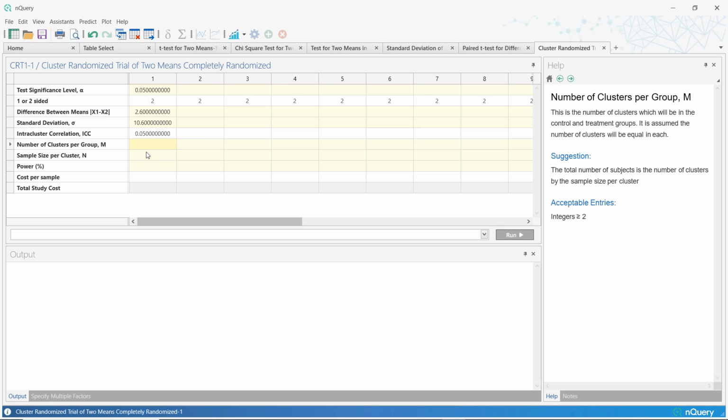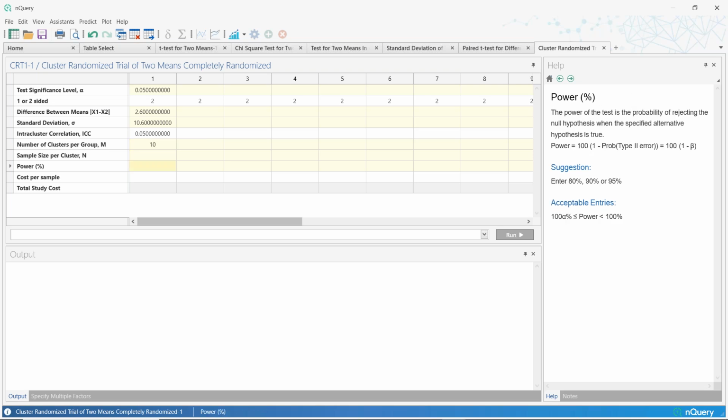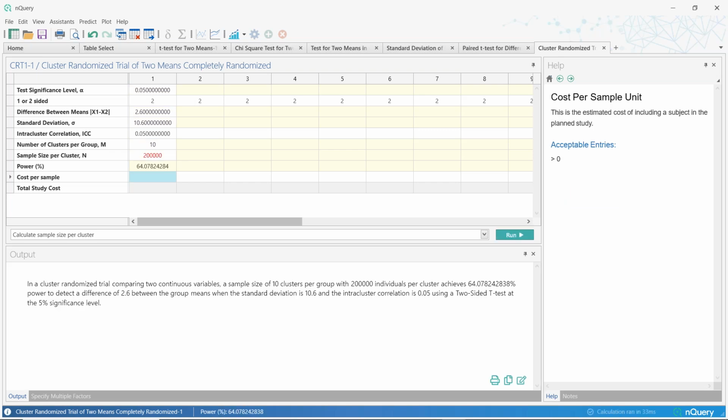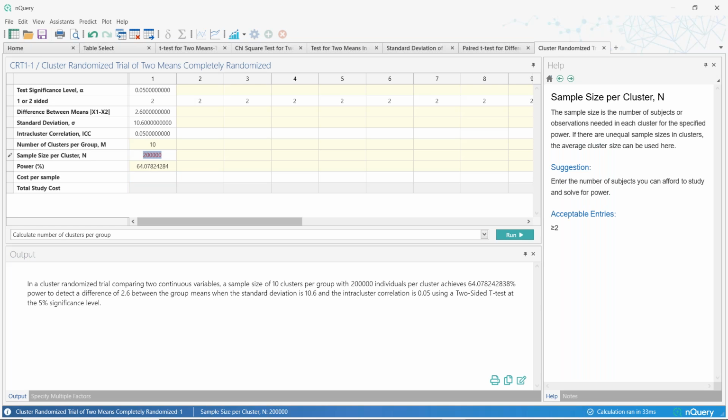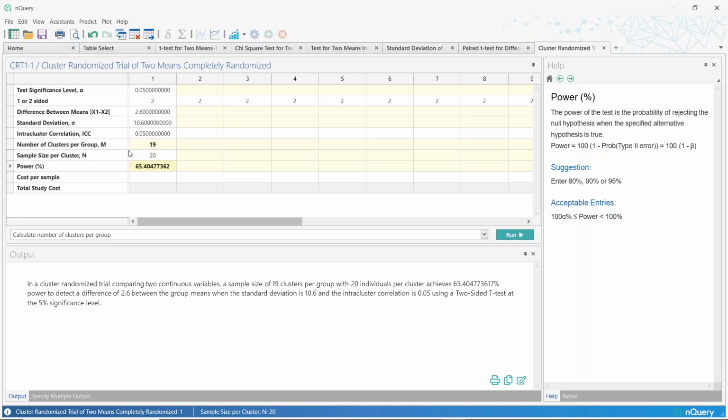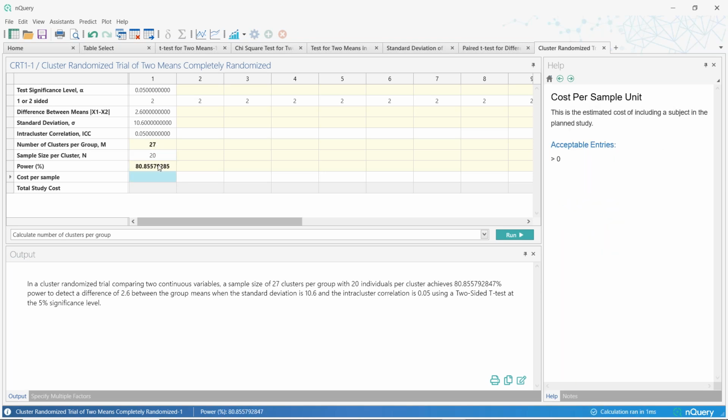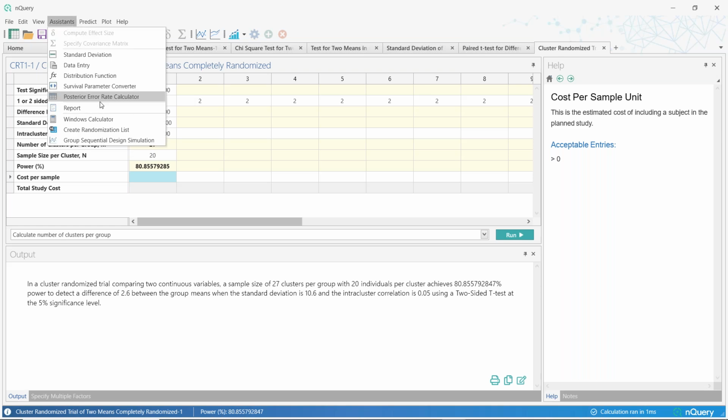So let's say we had a number of clusters equal to 10, and then we set the power to 80%. Sorry, there's statistical issues why that could be an issue. So what I'll set here is let's say there's 20 people per cluster here, and we'll set the power to 80%. So basically, you see here that we have like 27 clusters of 20 here, and that's per group. So you take 27. So we go to the Windows calculator.